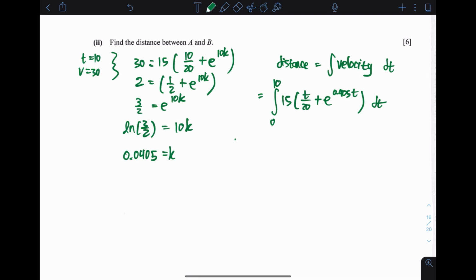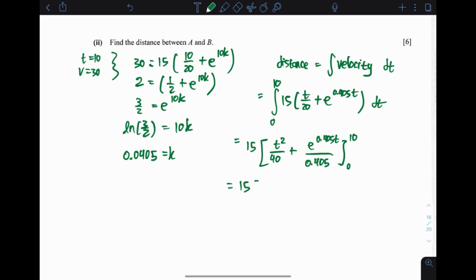To find the distance, I need to integrate this. I can take the 15 outside, so I just integrate the inside here. T over 20 will give us t square over 40. And then the exponential, nothing much happens, except that you divide by the coefficient there. Oh wait, we actually have integrated already, so we shouldn't put this symbol. What we need to put is actually the bracket, 0 until 10.